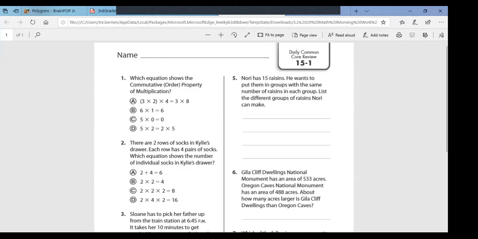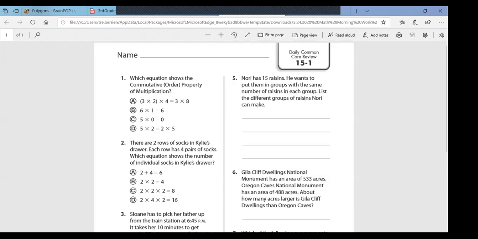First question, which equation shows the commutative property of multiplication? Now, when we think about the commutative property, we're thinking about two numbers that are flipped in multiplication that equal each other with the equal sign in the middle of it. So A does not represent that because it's 3 times 2 times 4 equals 3 times 8. Now, what we're looking for is two facts on one side and two facts on the other side. They're multiplied together and they equal each other. The equal sign represents that.